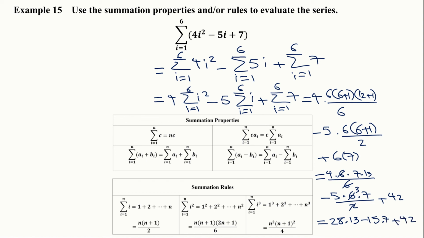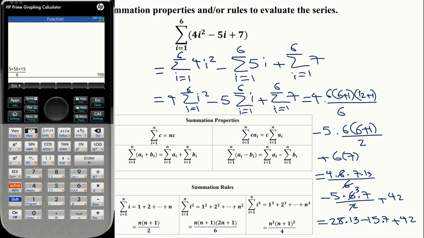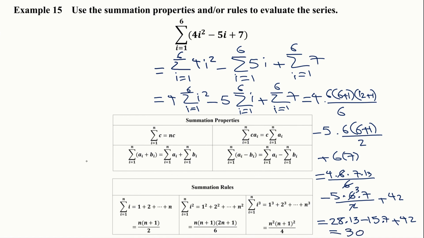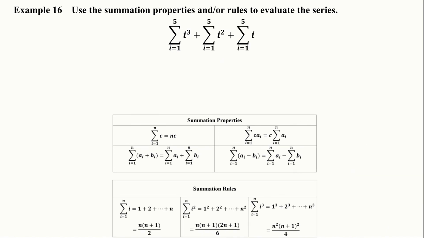So now we're just going to plug it into a calculator. So 28 times 13 minus 15 times 7 plus 42. 301. All right, so that's just the use of several of these properties and rules together, and that's how you do that one, okay?